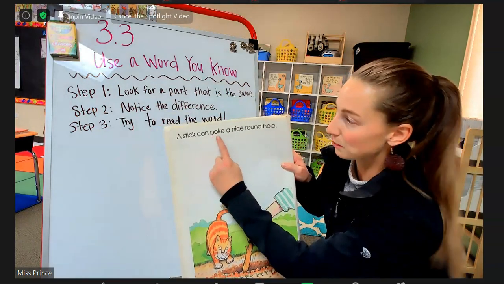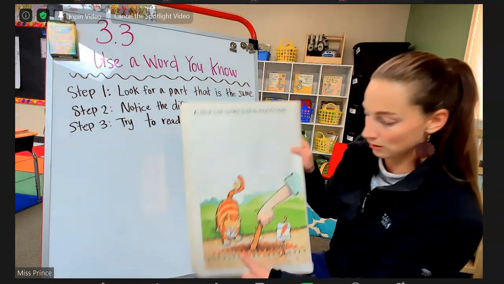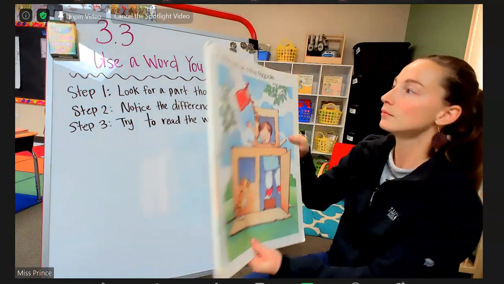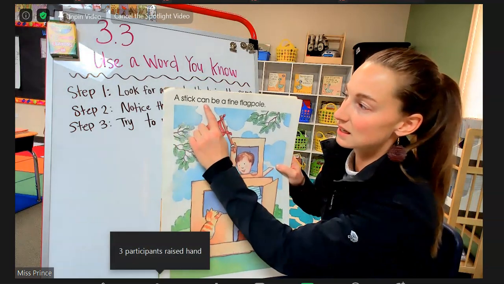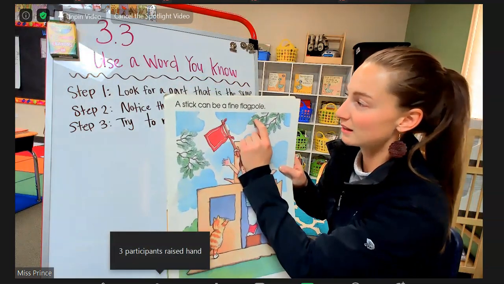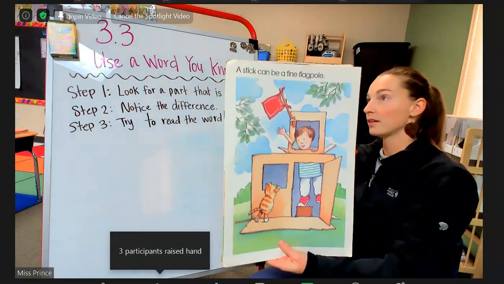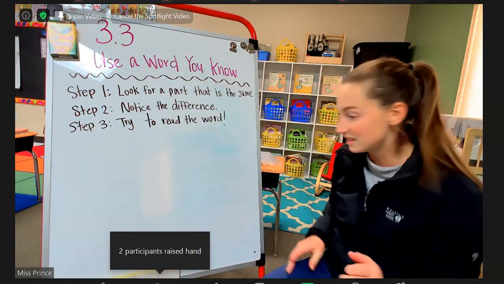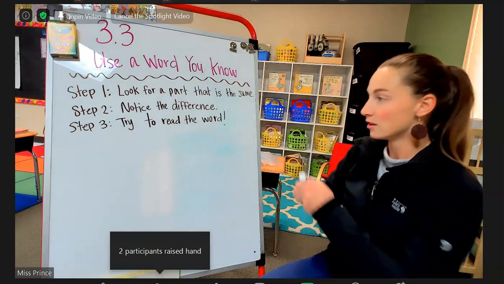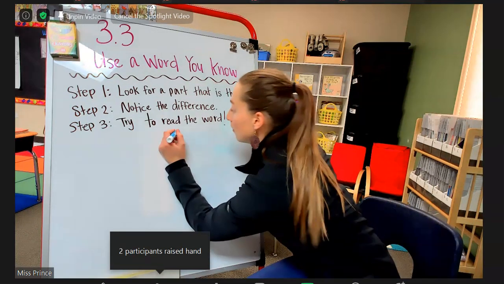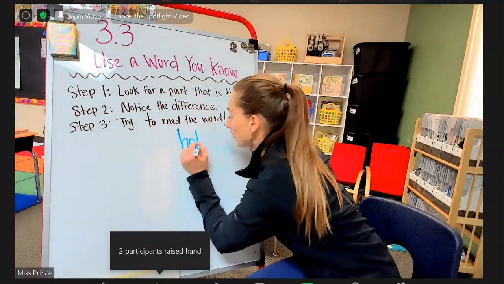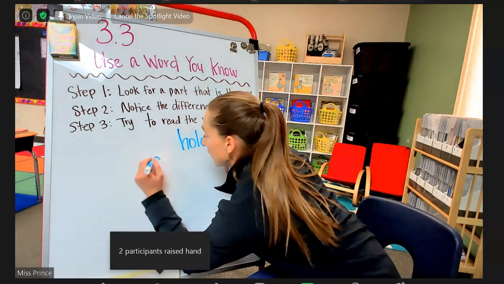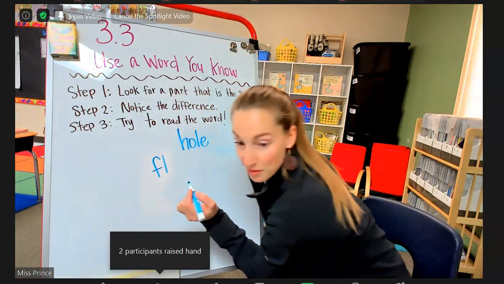A stick can poke a nice round hole. A stick can be a fine... Ooh, this is a long, tricky word. So I'm going to write both of these words up here, and we're going to figure out what is different about them and what is the same. So I had the word hole. And then I have this long word that I need help spelling, or I need help figuring out what it is.